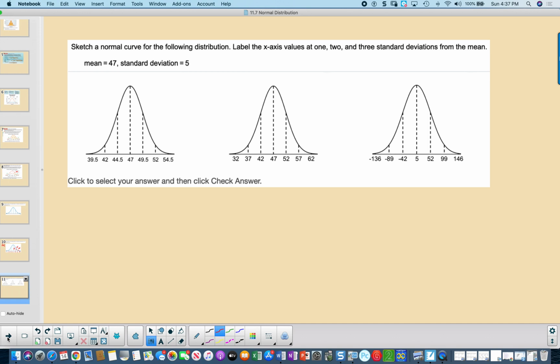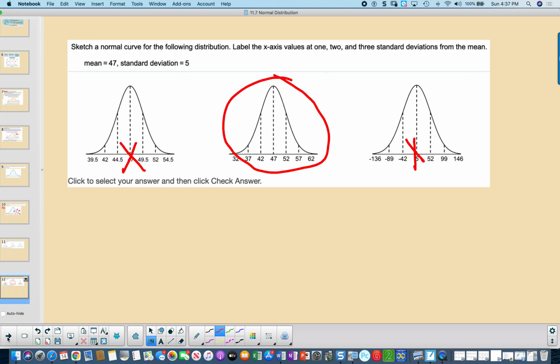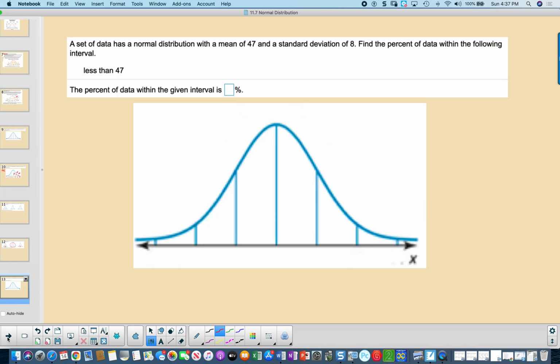Look at the normal curve and see which one of these has been labeled correctly. Select your answer and then click to the next slide. And here's the answer. The others did not use the standard deviation. The first one did not use the standard deviation correctly, and the last one did not put the mean in the right place. Last problem.